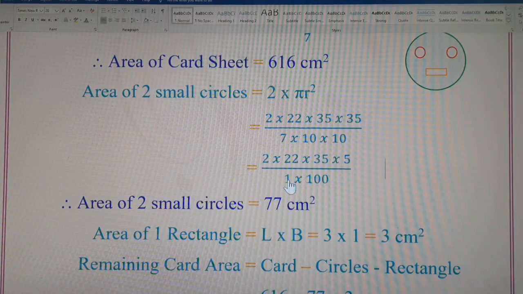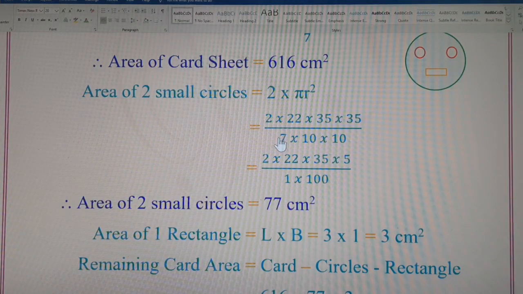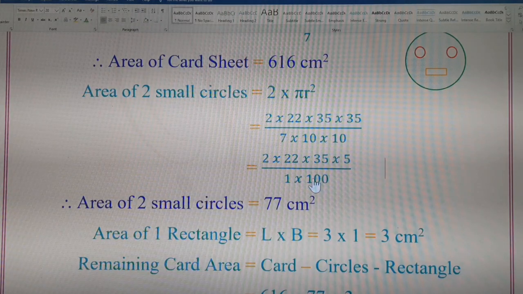7 is cancelled and 1 is written. And with 7 stable, we are cancelling 35 also. And with 7 stable, we are cancelling the denominator 7 also. 7 ones are 7, 7 fives are 35. So 35 is cancelled and 5 is written. The rest of the numbers we copy as it is. 35 we copy as it is, 22 we copy as it is, 2 we copy as it is. The multiply sign in between we copy as it is. And 7 is cancelled and 1 is written. The multiply sign in the denominator is written. And 10 tens are 100, we solve and write in the denominator.